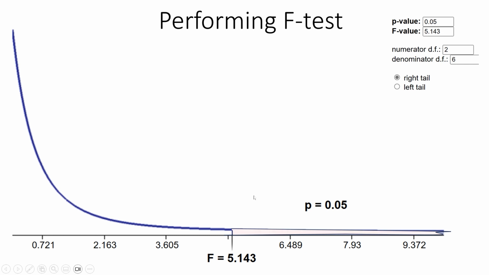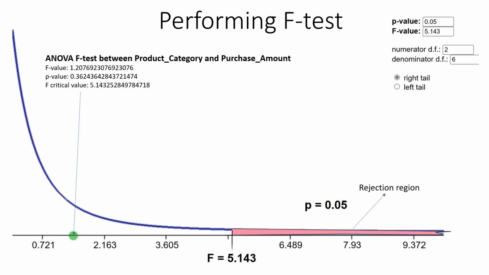Now let's see the first case. The observed F statistic is 1.207, and that's where it falls, and the p-value is 0.362. At this moment, let's keep the p-value aside and compare the F value. F critical is 5.143. Right of 5.143 is my rejection region and left of it is the acceptance region.